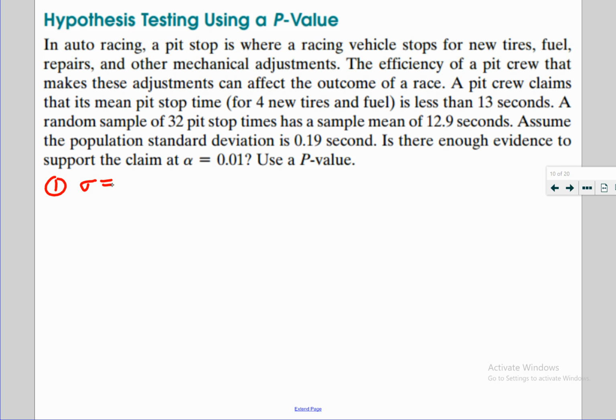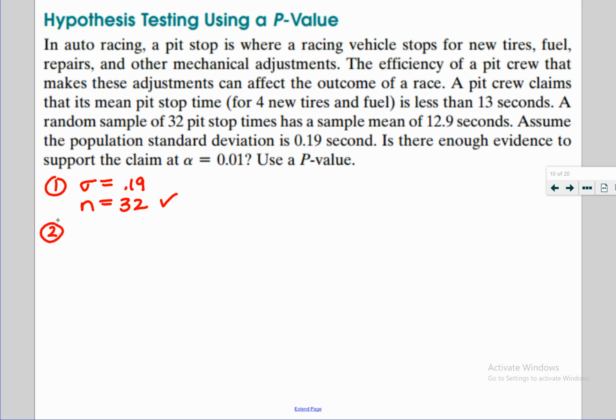Okay. Population standard deviation is 0.19. Okay. And then we want to verify that we're either normally distributed or sample size bigger than 30. Is one of those true? Which one? Sample size here is 32. So that meets our conditions. Okay, that's all we have to do for the first step.